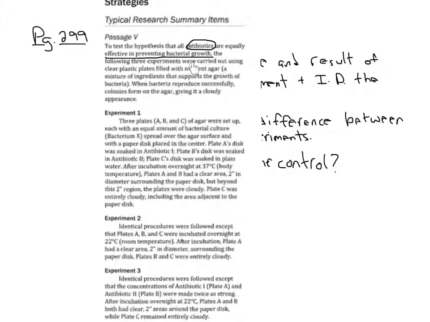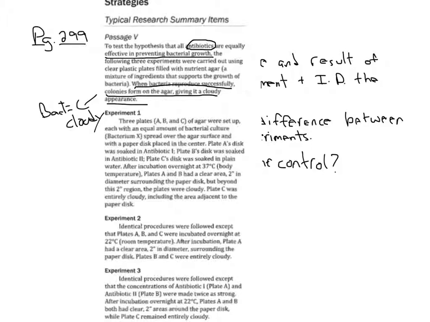The following 3 experiments were carried out using clear plastic plates filled with nutrient agar, which then explains a mixture of ingredients that supports the growth of bacteria. When bacteria reproduce successfully, colonies form on the agar, giving it a cloudy appearance. So this seems important. So I might just do a quick note, bacteria equal cloudy.